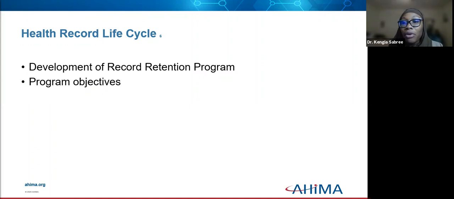So when developing a retention schedule, the department must consider how health records are maintained, that inactive records are maintained, that record retention is cost effective in terms of storage space, equipment, and personnel, that a formal destruction process is in place, and that the record retention periods are clearly established.